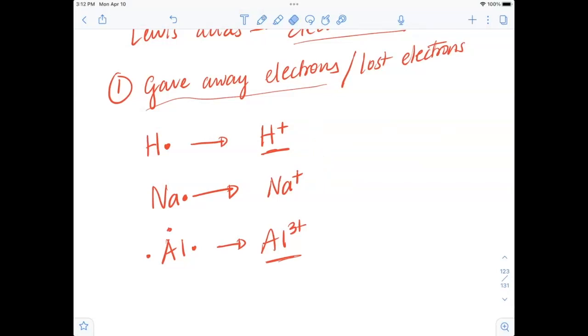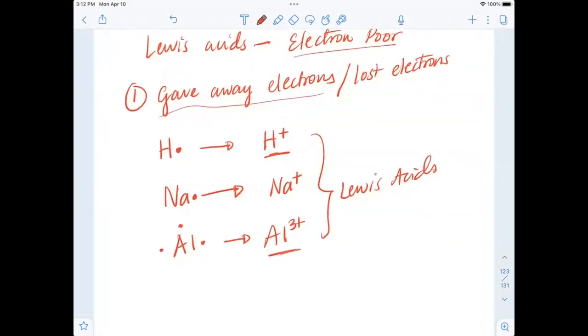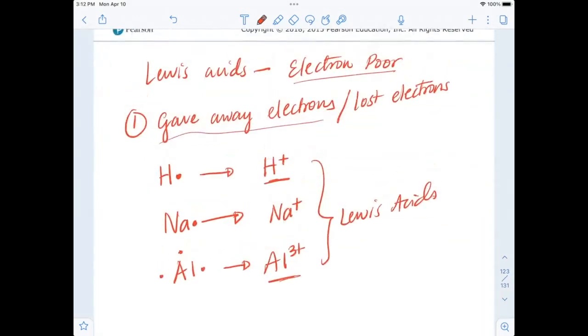So these are all Lewis acids. Okay, so that's one way to become electron poor, or an electrophile, the lover of the electrons.